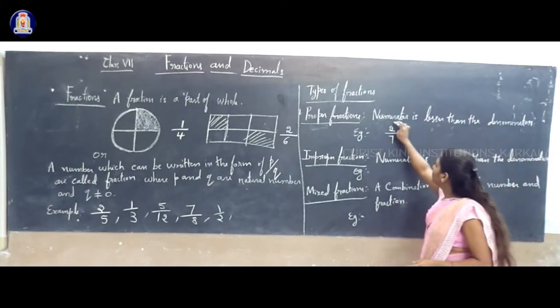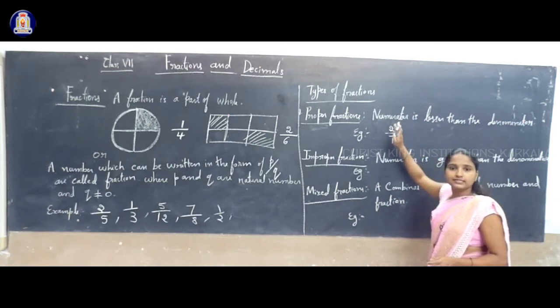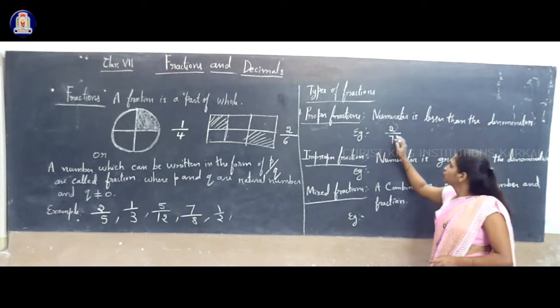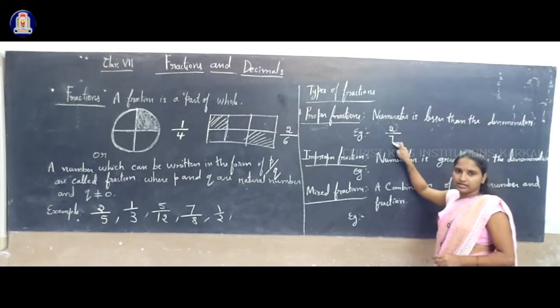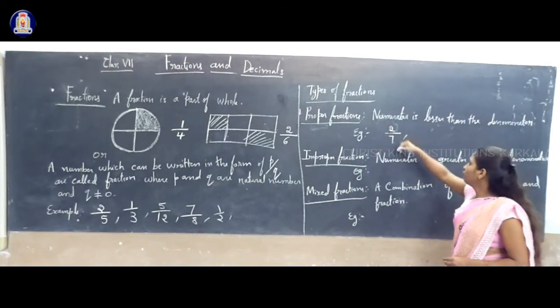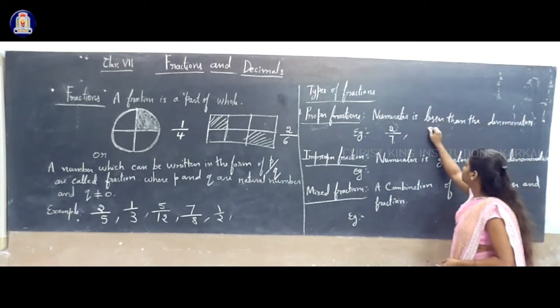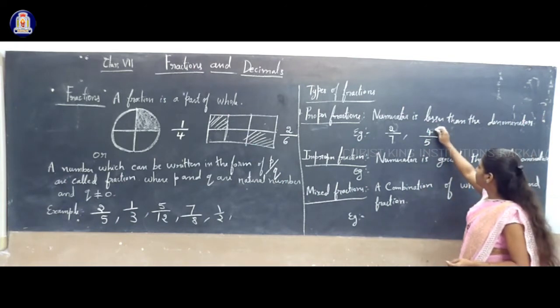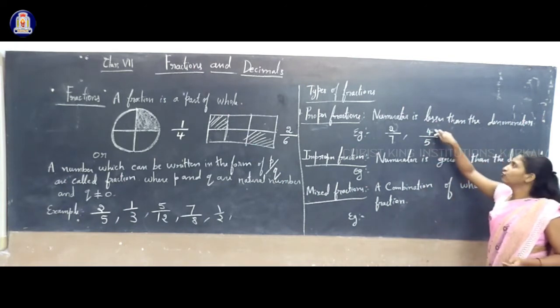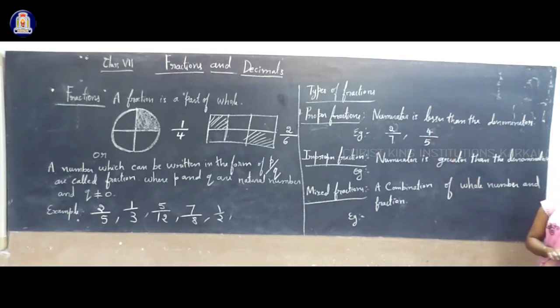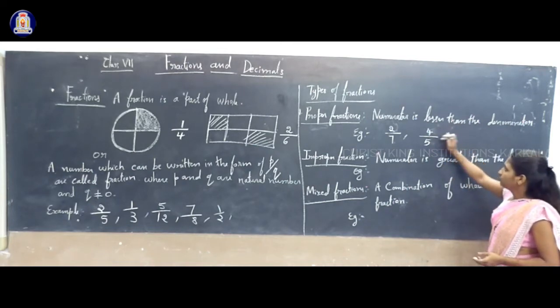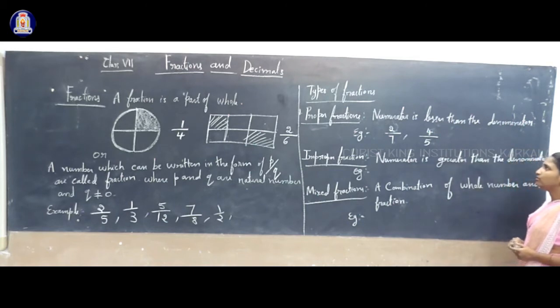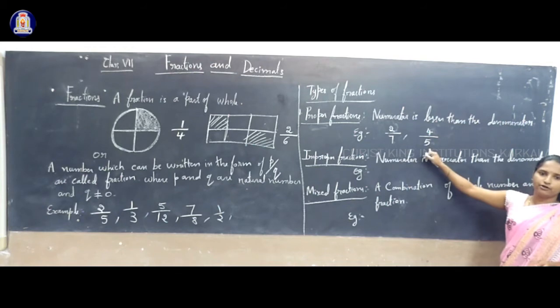Why? Because the numerator is smaller than the denominator. 2 is lesser than 7. So 2 by 7 is an example of a proper fraction. If you want, you can write one more example, that is 4 by 5. In 4 by 5, the numerator is smaller and the denominator is larger, isn't it? So 4 by 5 is an example of a proper fraction because the numerator is lesser than the denominator.